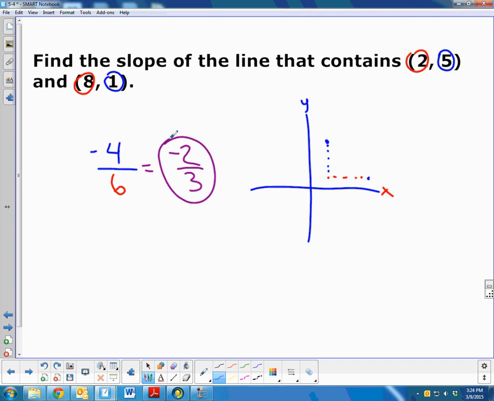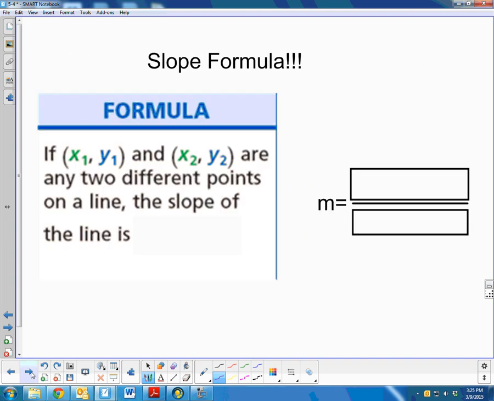And you could draw your picture, if this was (2, 5), and this was (8, 1), the slope of that line would be, it would go down 4, and it would go over 6, so that would be 6, that would be 4, and there you go, you got your -4/6, -2/3 as being the slope. We're going to put that into a formula. This formula is going to help us speed up that process.